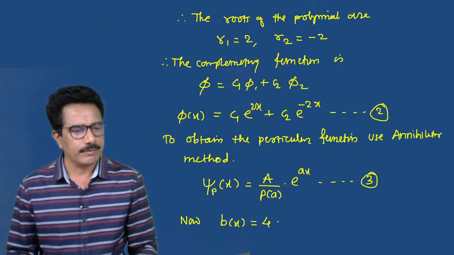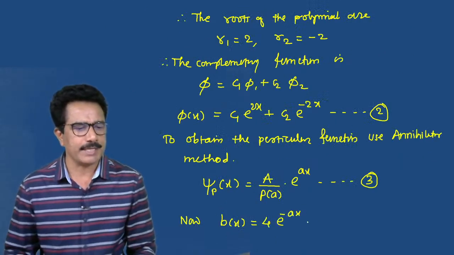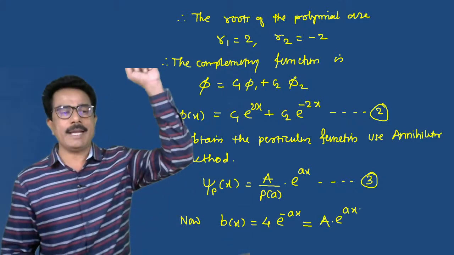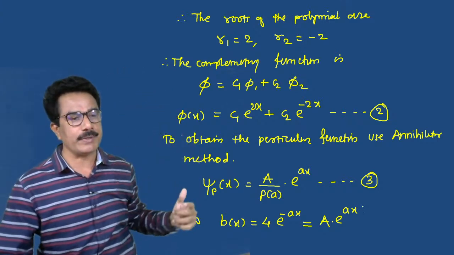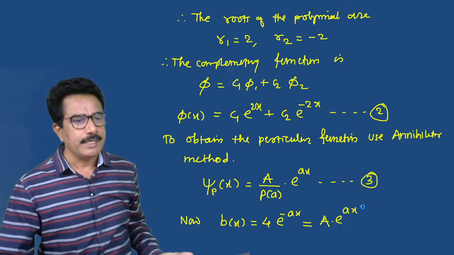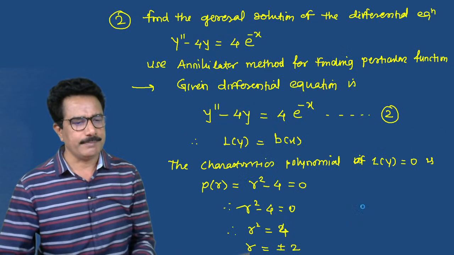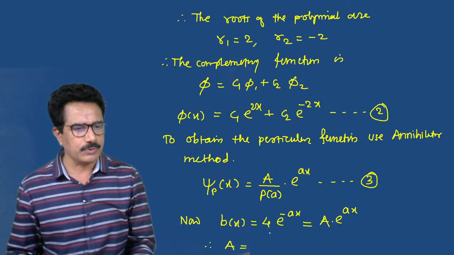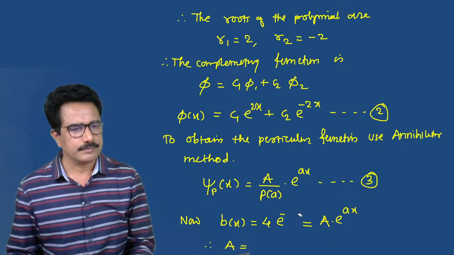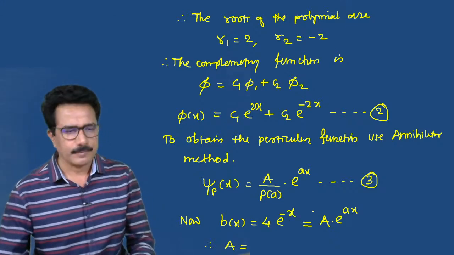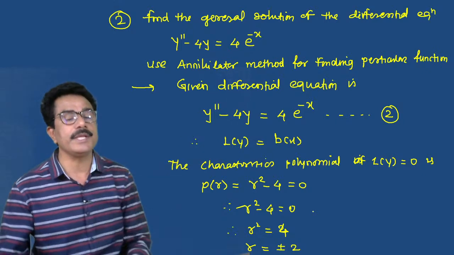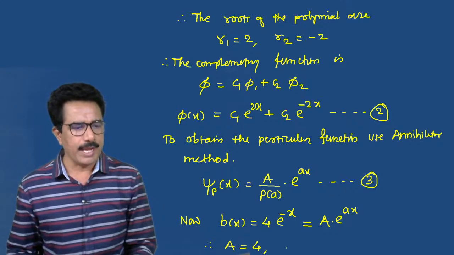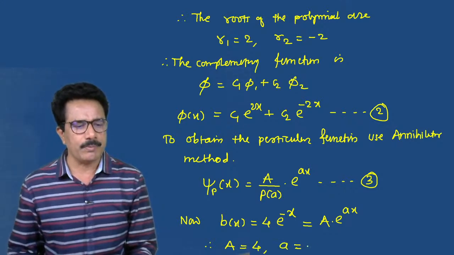4 into e raised to minus ax, which is compared with a into e raised to ax. At the beginning we said in the method a into e raised to ax. Look at the table, it is mentioned in the table. Okay, fine. So therefore capital A is equal to, look, b of x means 4 into e raised to minus x.